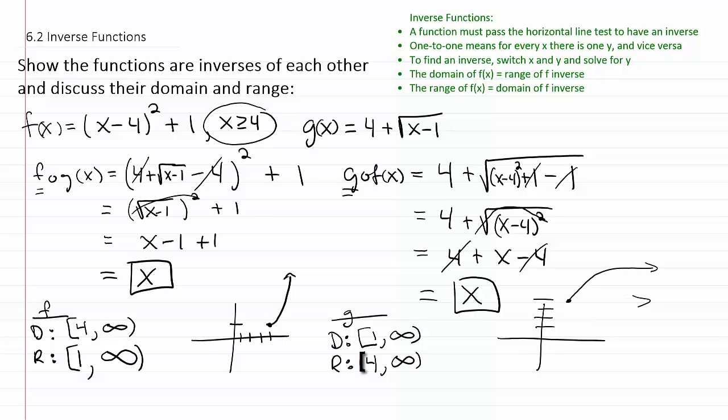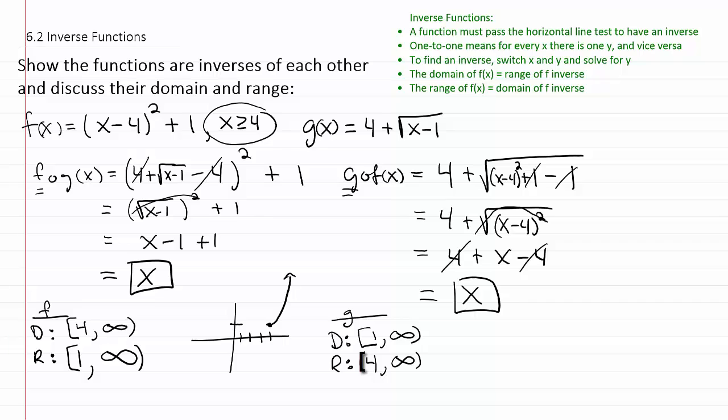And then if you look at the range, you can see that the range is from 4 to infinity. Because on the y-axis, it starts here at 4 and then just keeps getting higher. So it is from 4 to infinity. So you can tell that everything fits. And again, that's another verification that these two functions are indeed inverses.